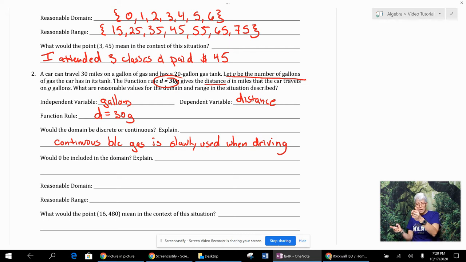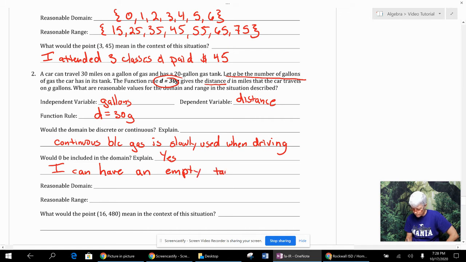It's slowly going down. Would zero be included in the domain? Domain is my gas. We actually already talked about it, and the answer was yes. I can have an empty tank. That would be 0 gallons. So the domain could be 0, 1, 2, and remember, I have a limit. I can only have 20 gallons of gas.